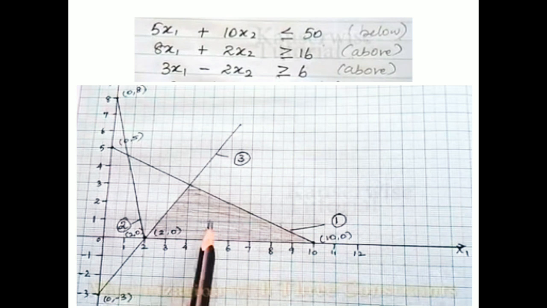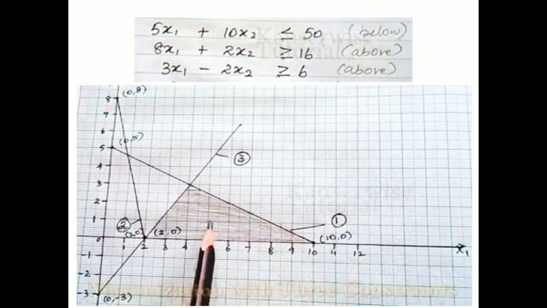For example, taking the first inequality constraint, that is 5x1 plus 10x2 less than or equal to 50. Now put x1 is equal to 0 and x2 is equal to 0 in the equation. You will get 5 into 0 plus 10 into 0, which is equal to 0.